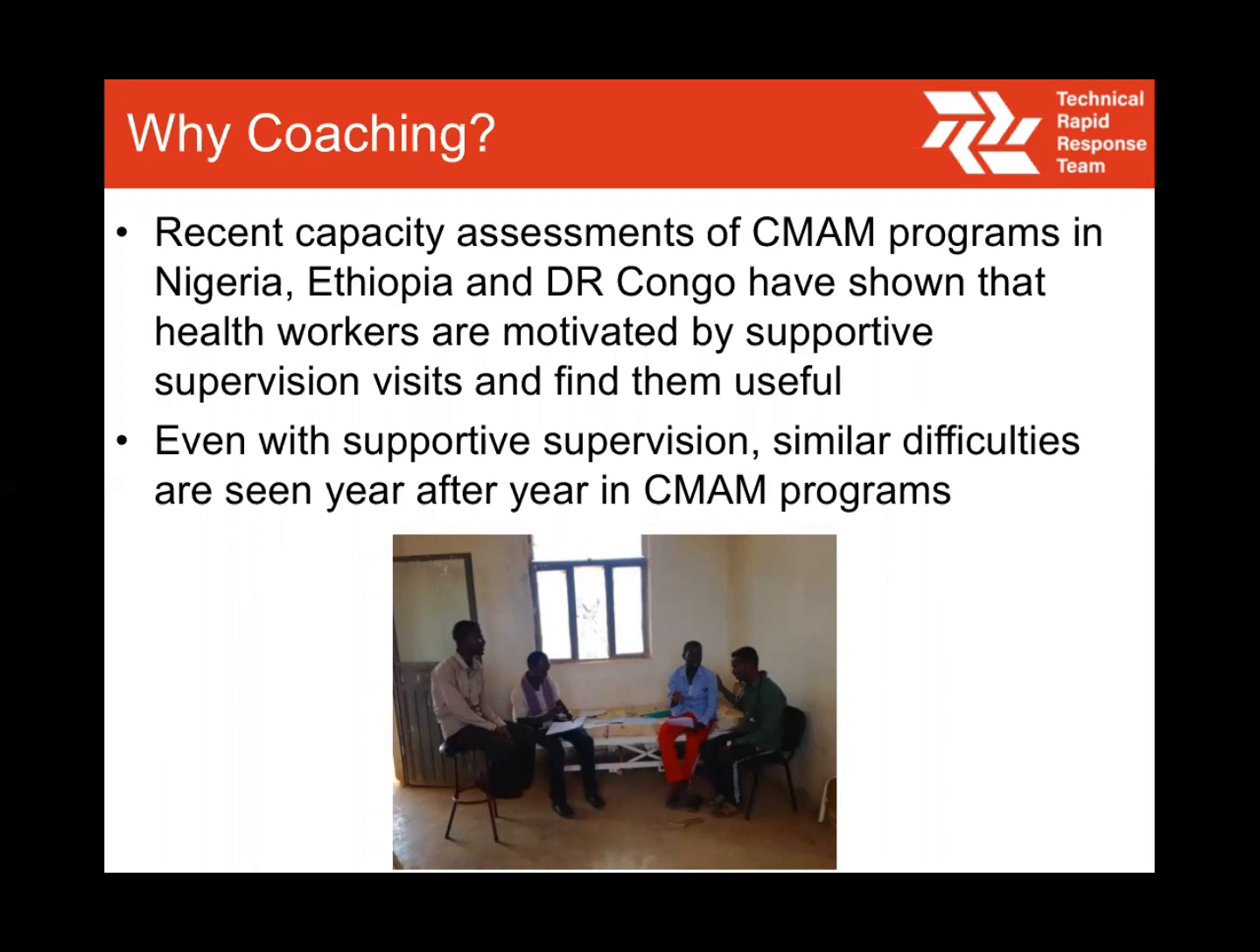And now we're using community management of acute malnutrition as a vehicle for demonstrating these coaching tactics, but really it's extrapolable to any program in any sector. They can use these same tactics. But today, because we're a nutrition-focused team, we're using examples from CMAM programs.